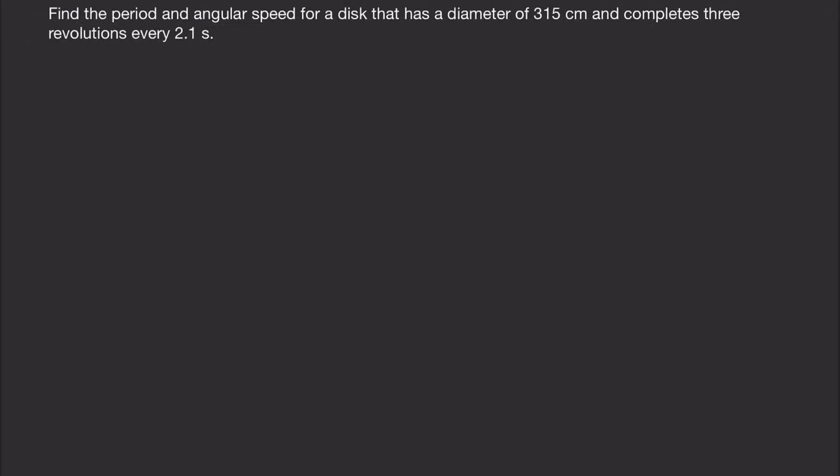In the next problem, we're asked to find the period and angular speed for a disk that has a diameter of 315 centimeters and completes 3 revolutions every 2.1 seconds. So first, I will draw a circle, and this circle has a diameter of 3.15 meters. So that means my radius is half of that, or 1.575 meters.